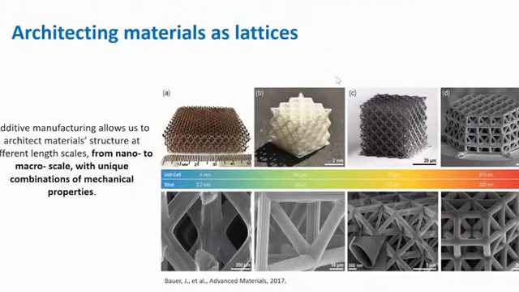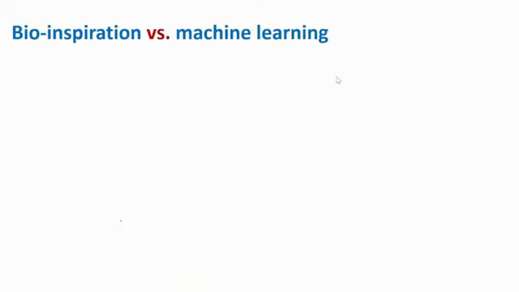So first of all, most of you, I think, know what lattices are. And so you know that with additive manufacturing, the recent advances have allowed us to fabricate lattice materials, which are basically also called cellular structures, at different scales, as you can see here, from the macro to the nanoscale. They show unique combinations of mechanical properties like high stiffness and strength-to-weight ratio. So we can obtain materials that are stiff and light at the same time.